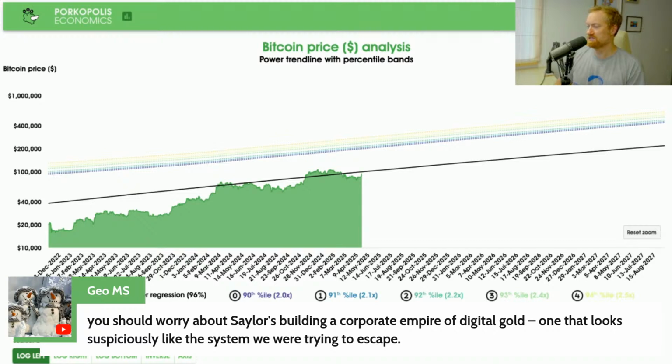Gio's got one here. You should worry about Saylor building a corporate empire of digital gold, one that looks suspiciously like the system we were trying to escape. I've been saying that from the beginning, frankly. I mean, I've met them, whatever. I know Bitcoiners are into that, but clearly this is a politicized asset. It's going to be more politicized. He's got an empire of it.